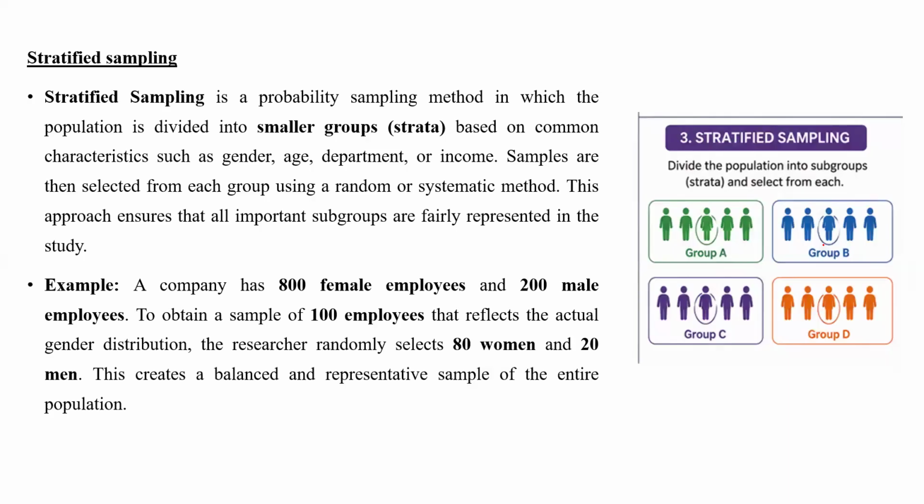Stratified sampling. Stratified sampling is a probability sampling method in which the population is divided into smaller groups, strata, based on common characteristics such as gender, age, department or income. Samples are then selected from each group using a random or systematic method. This approach ensures that all the important subgroups are fairly represented in the study. For example, we can take 800 female employees and 200 male employees. To obtain a sample of 100 employees, we are going to take 80 women and 20 men.